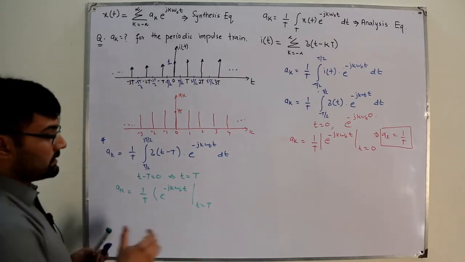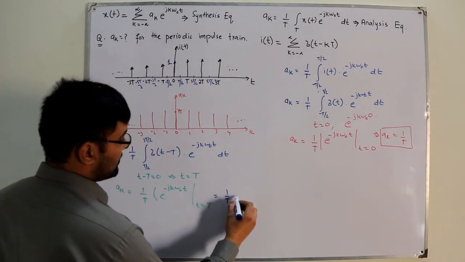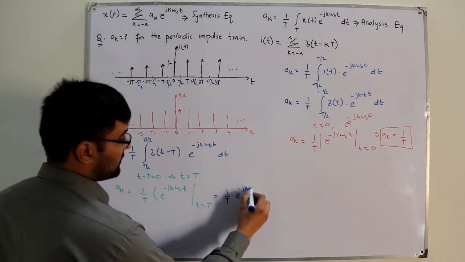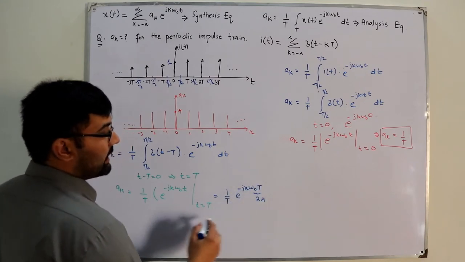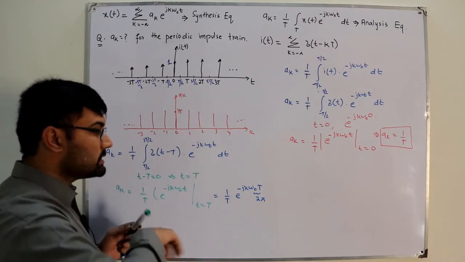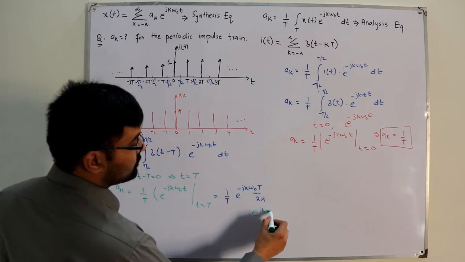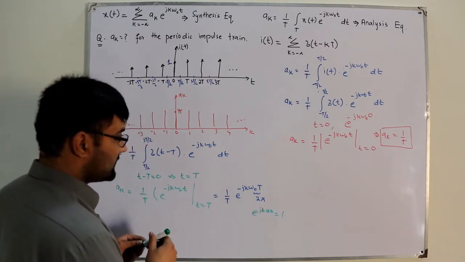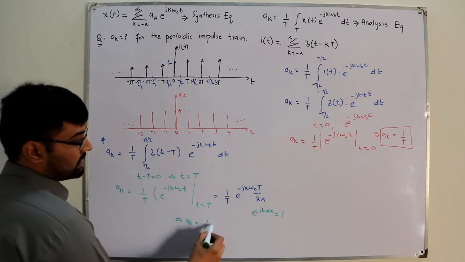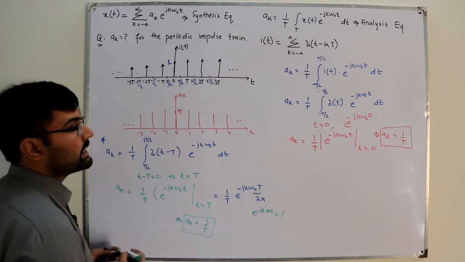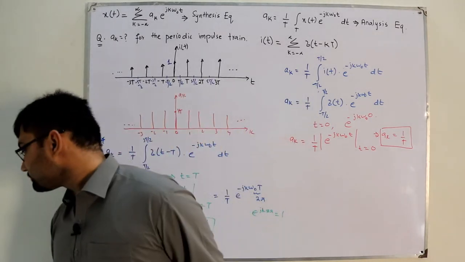Now if you put this capital T over here, you know that this would be 1 upon T exponential of negative jk omega naught capital T, and we know that omega naught into capital T is 2 pi, and then you know that exponential of negative j or positive j k 2 pi is 1. So which means that again I've got the same thing. Again I have my a_k equal to 1 upon T, and that is the answer to this question. Simple. Fine.